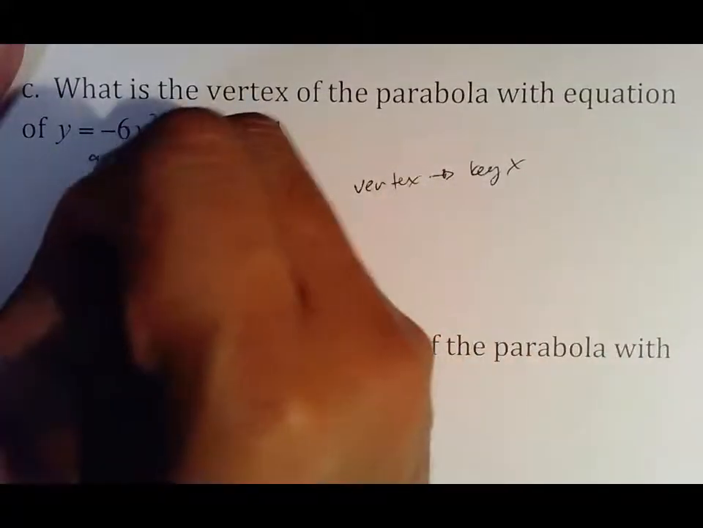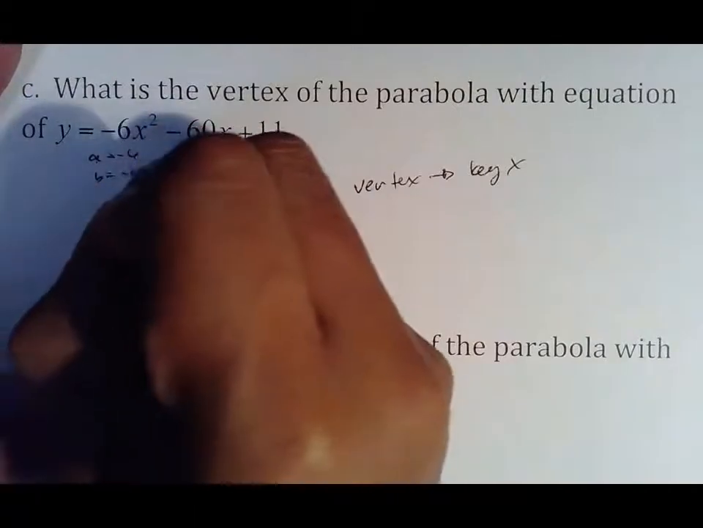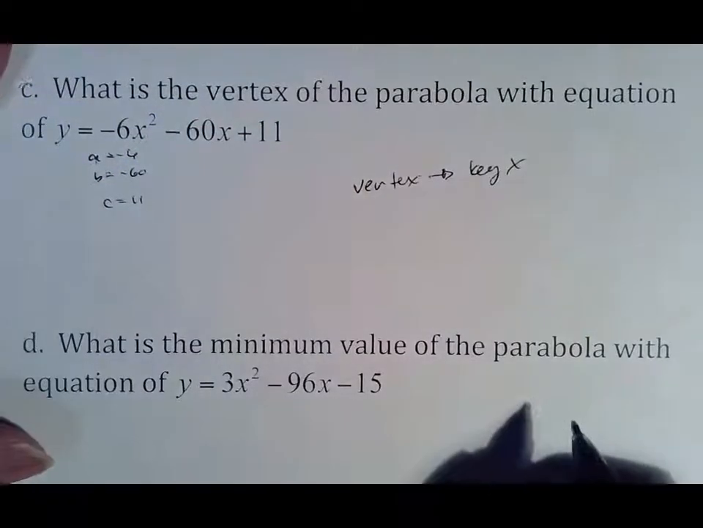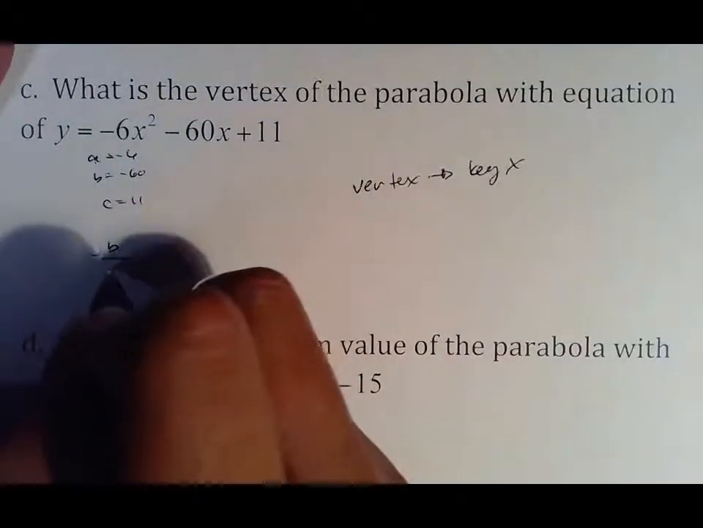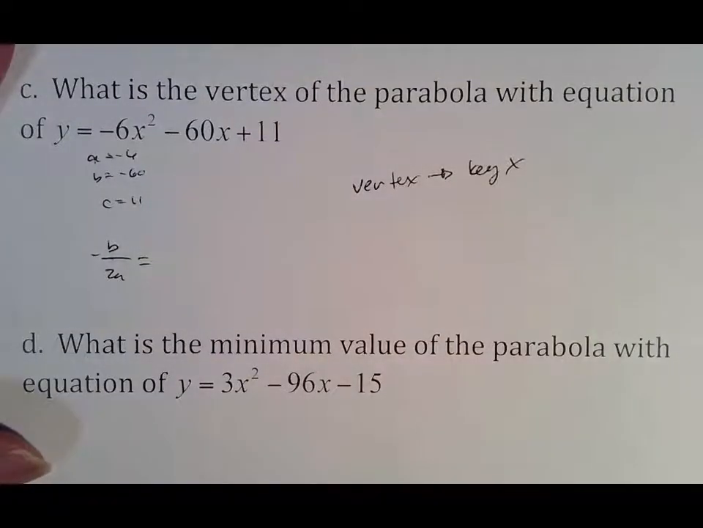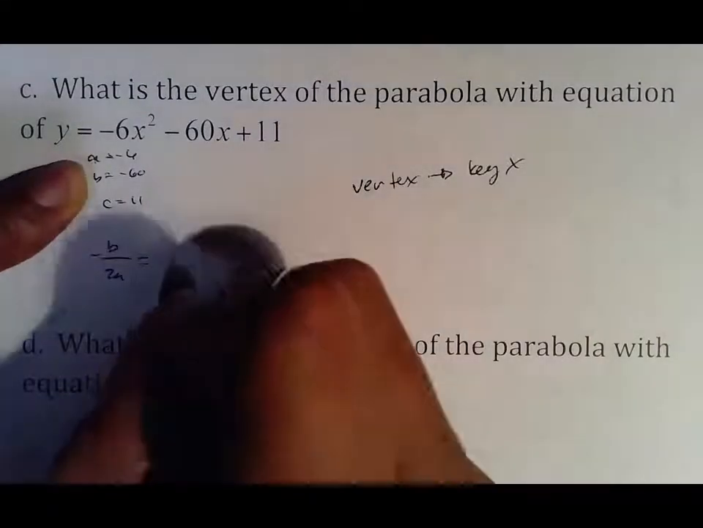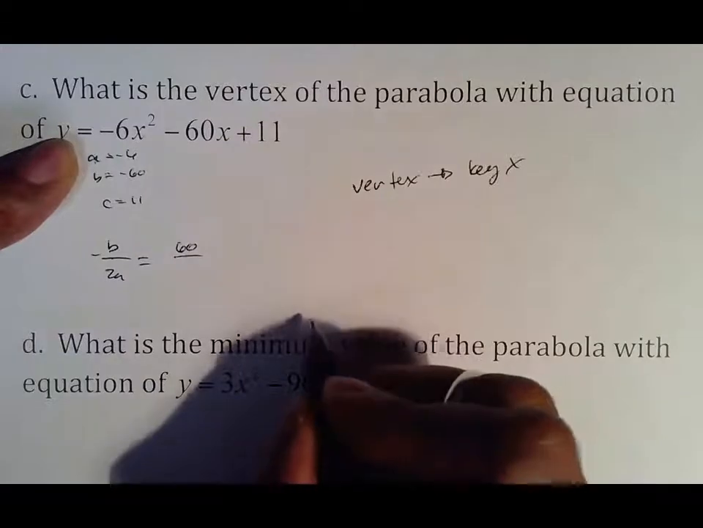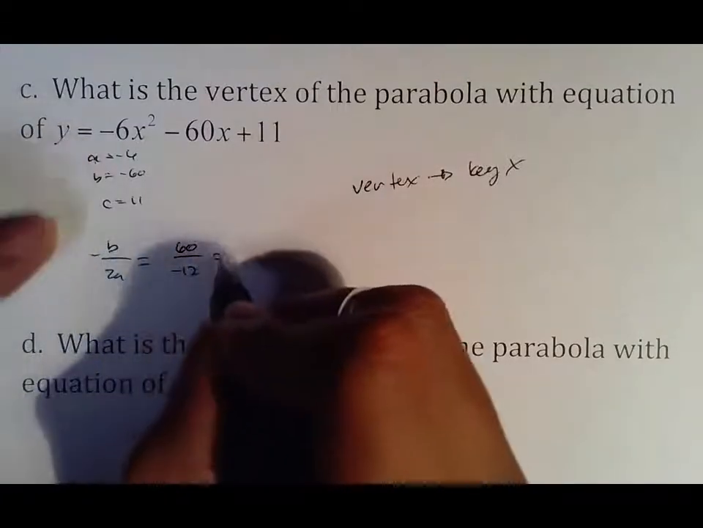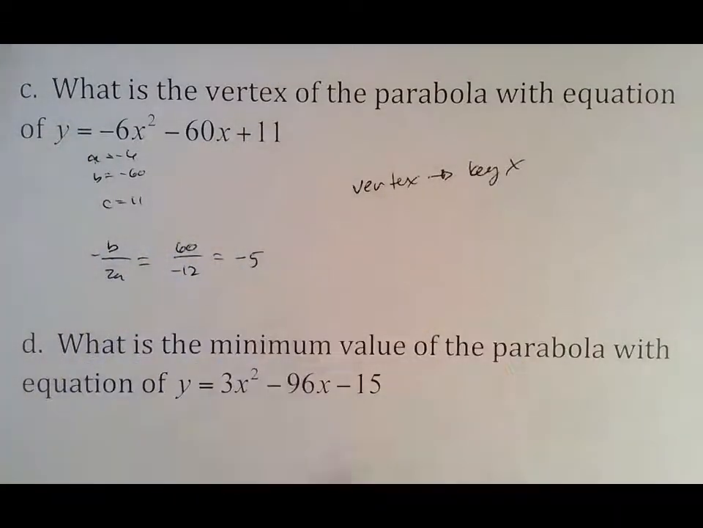So we will say A is -6, B is -60, and C is 11. Your key is -b over 2a. I suggest you write it every single time. -b is going to be a +60. 2 times -6 is -12, which means my key is -5. I don't need a calculator, but you can verify that for yourself if you want to.